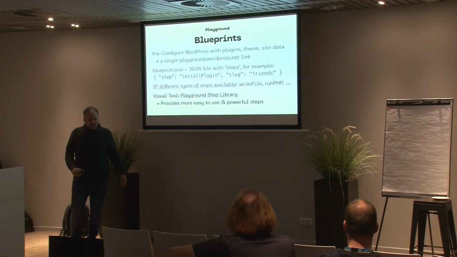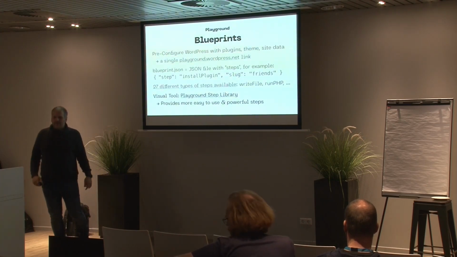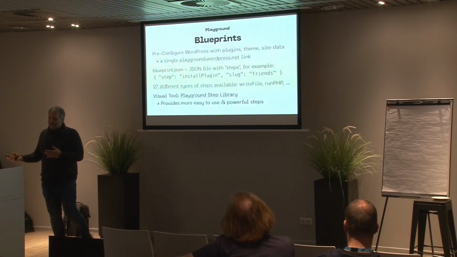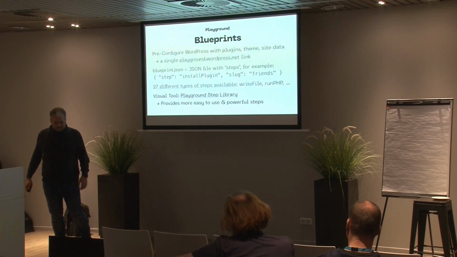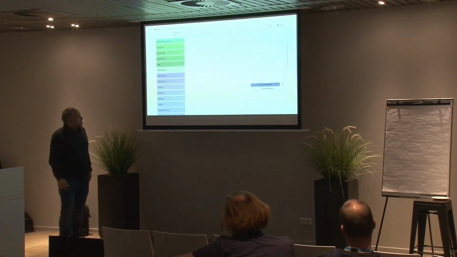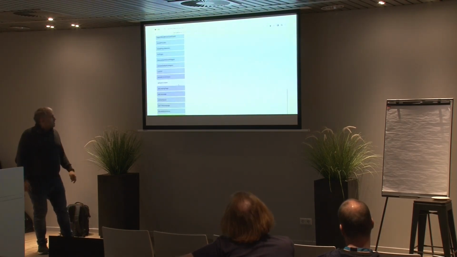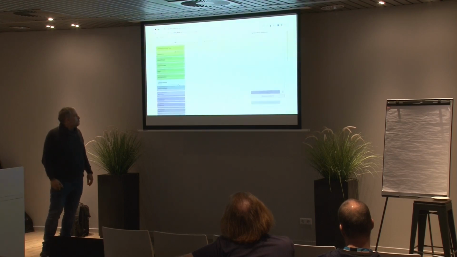And then there is this visual tool, Playground Step Library, that adds even more steps, but it uses those 27 steps to achieve it. So it's kind of a way of creating new steps that do more complex things, but are easily accessible using a visual interface. So this is the step library. You can see there's the steps on the left-hand side, and there are more complex ones.